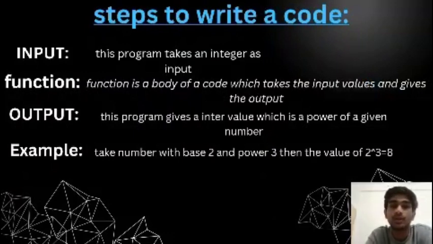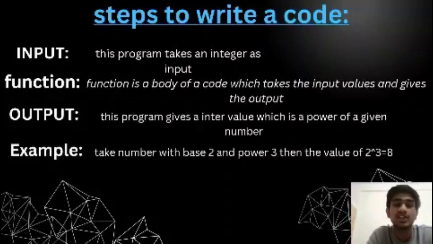First, the steps to write a code. First, we should give the input. A code mainly contains input, function, and output. This program takes an integer as input, which is given by the programmer. The function is the body of the code which takes the input values and gives the output. It arranges the given numbers in a form that we can get the output easily.